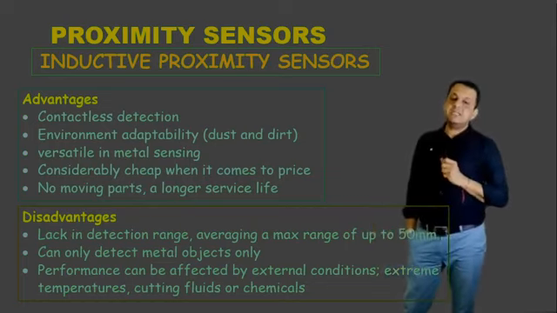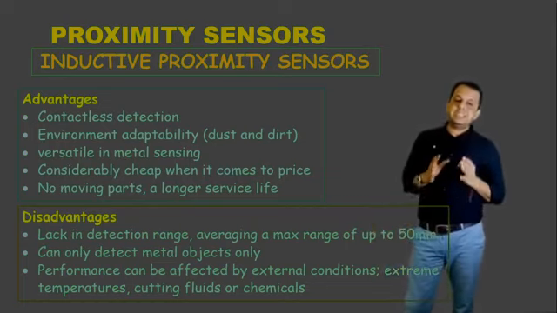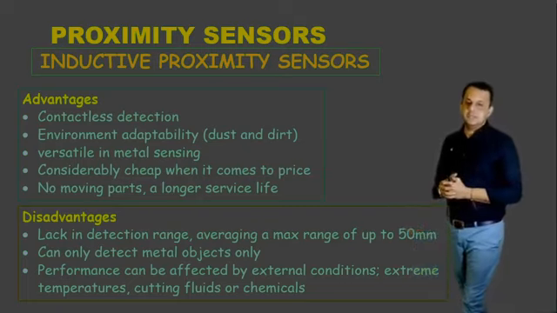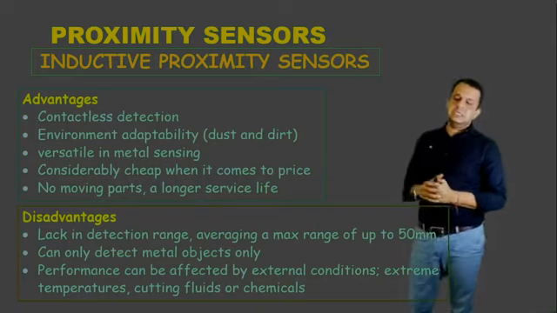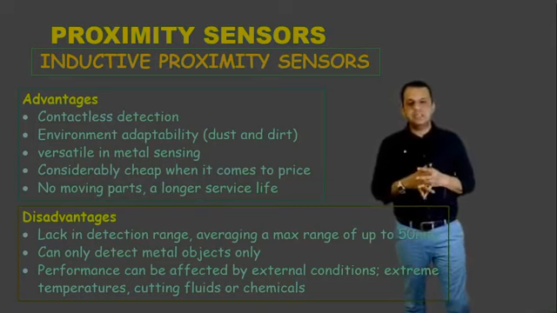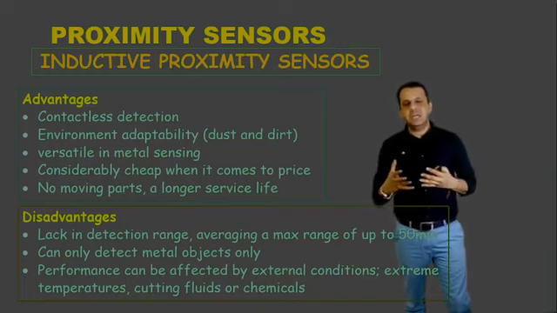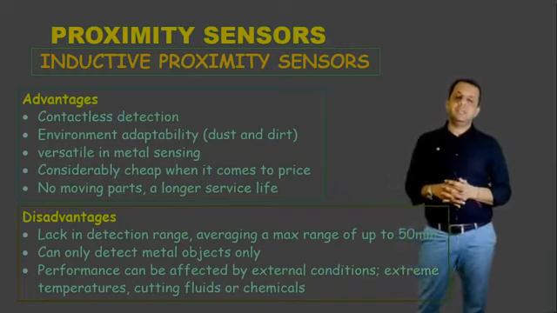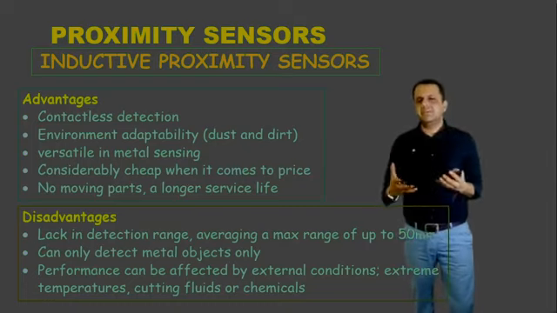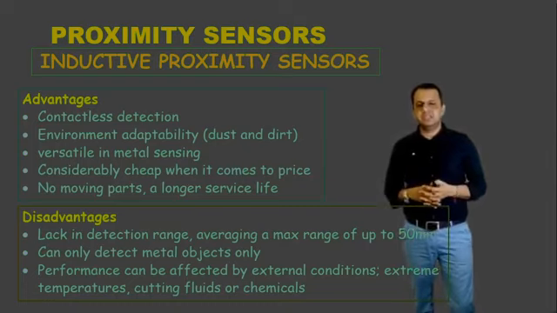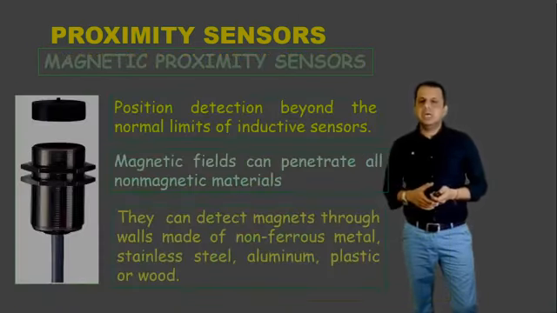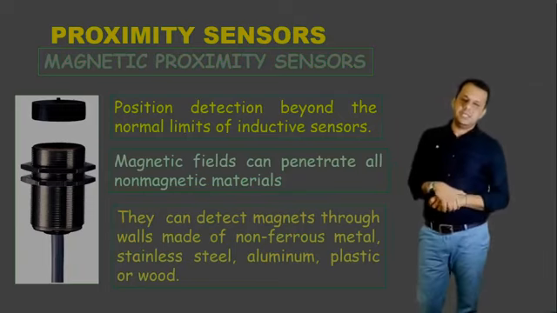So disadvantages are also there. Maximum range is, as I said, 50 millimeters, and it can detect metal objects only. So this is one of the limitations. And once again, as we have seen in our fundamental studies, the magnetic field and inductive activity are many times affected by extreme temperature conditions or chemical effects.